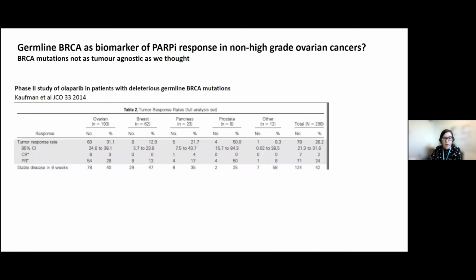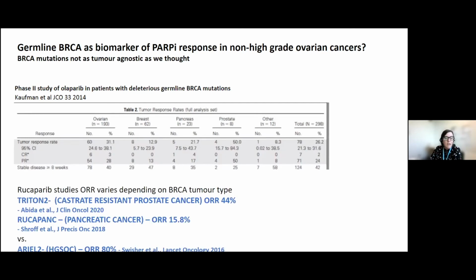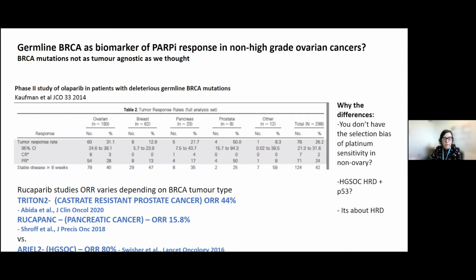If you look at PARP inhibitor response across different cancer types, say at the prostate cancer data from the TRITON studies or the pancreatic cancer data from the RUCA-PANC studies, we see that the response rate to single agent monotherapy PARP inhibitors, 44% and almost 16% for the pancreas study, is much lower than what we see with the high-grade serous BRCA ovarian cancers, where we had in ARIEL2, for example, an 80% response rate in the BRCA group. Why do we see these differences?